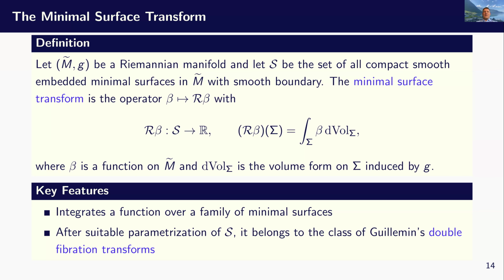Well, some features, obviously, it integrates a function, beta, over a family of minimal surfaces. And next we go to suitable parameterization for this S. So after suitable parameterization, this minimal surface transform belongs to the class of Guillemin's double fibration transforms. So Tony had a question here.